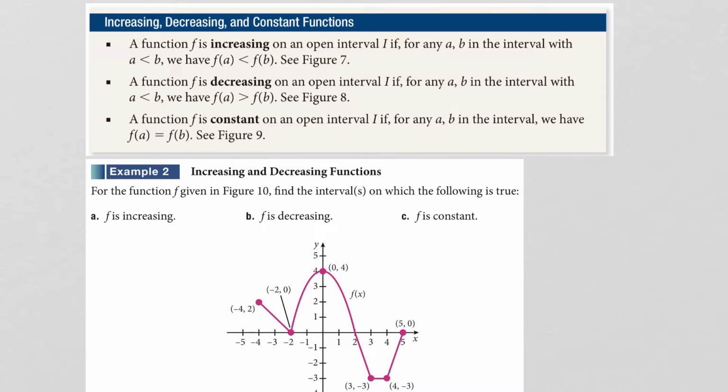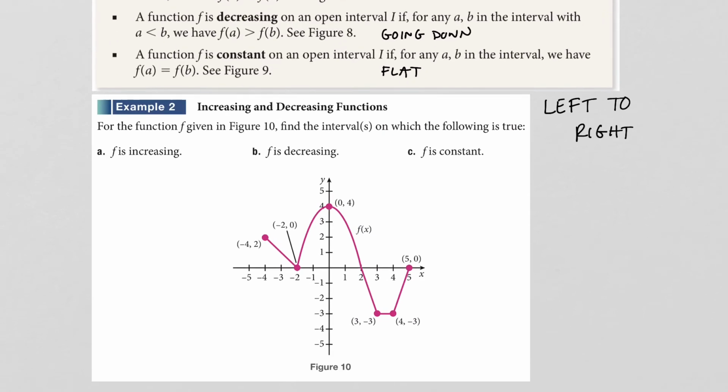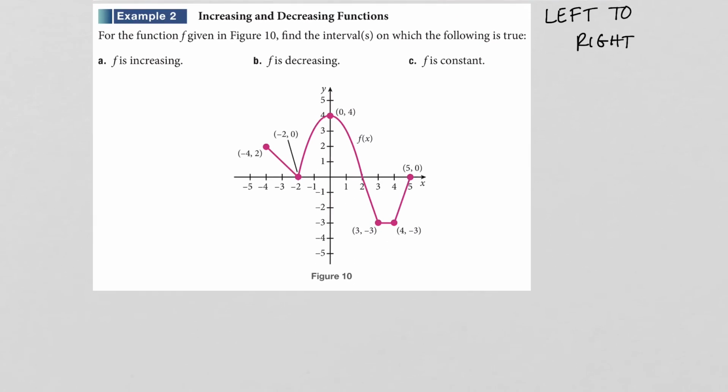Now, what it means on a more simple level is that a function is increasing if it is going up, it is decreasing if it is going down, and it is constant if it is flat. And when I say going up, going down, and flat, I'm talking about reading the graph from left to right. So let's take a look at the example below here. What we want to do here is find the intervals on which the following is true.